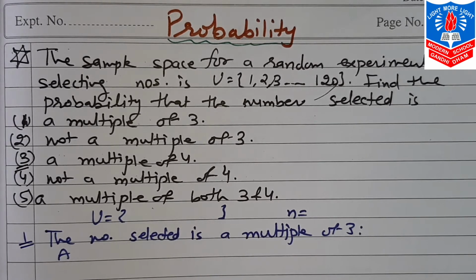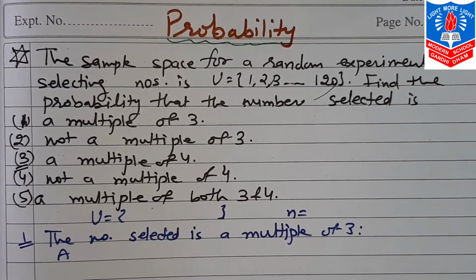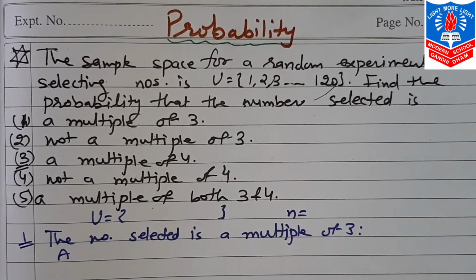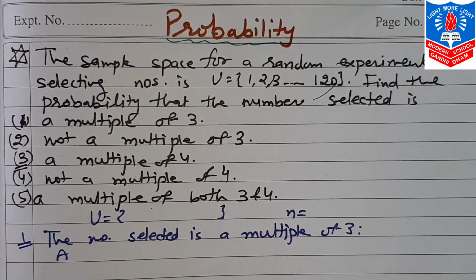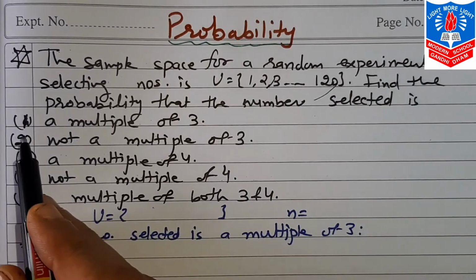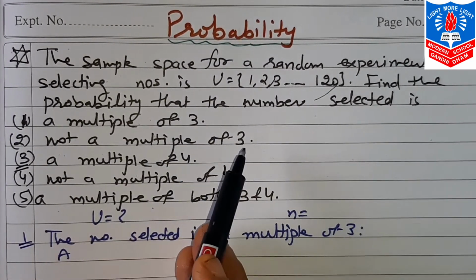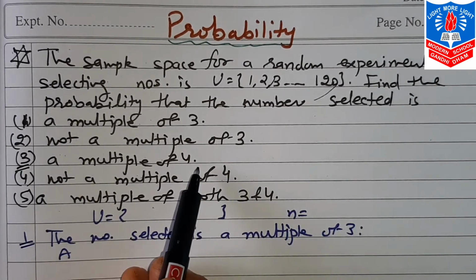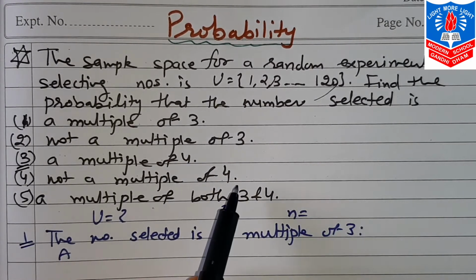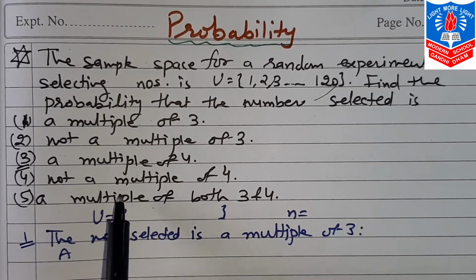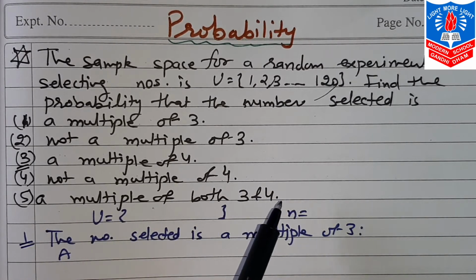So the sum is this way. The sample space for a random experiment of selecting numbers is U, where U is 1, 2, 3, 4 up to 120. Find the probability that the number selected is: number 1, a multiple of 3; number 2, not a multiple of 3; number 3, a multiple of 4; fourth, not a multiple of 4; and last, a multiple of both 3 and 4.